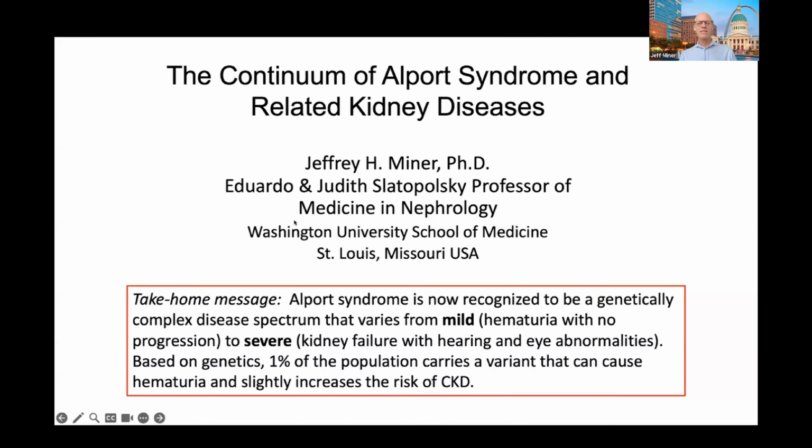And so I'll give you the take-home message first. Alport syndrome is now recognized to be a genetically complex disease spectrum that varies from mild, which includes hematuria with no progression further than that, to severe, with kidney failure and the typical hearing and eye abnormalities that are characteristic of the severe syndromic version of the disease. Based on genetics, and this is very surprising, 1% of the population carries a variant in a collagen 4 gene that can cause hematuria and slightly increases the risk of CKD.